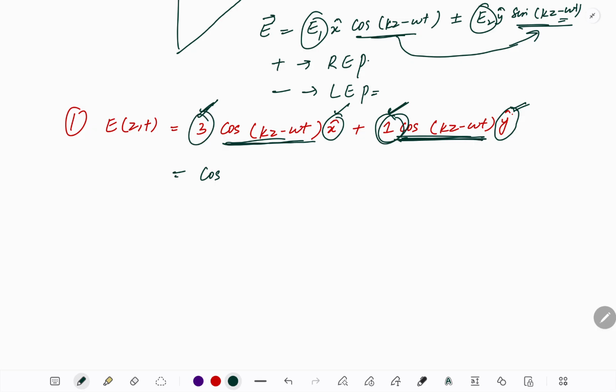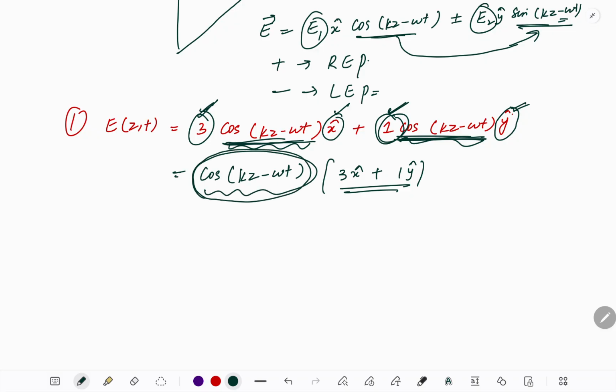No, check carefully. There is no phase difference between these two terms. We can take this common, cos of kz minus omega t, times 3 x cap plus 1 y cap. Can you see it? There is only one cos. So the wave is propagating along the z direction, and it is in the xy plane. The electric field is moving in some direction, but in a linear way. There is no cos and sine involved. It's just like x cap plus y cap divided by root 2. This is some vector.